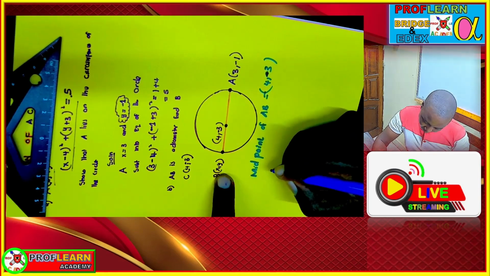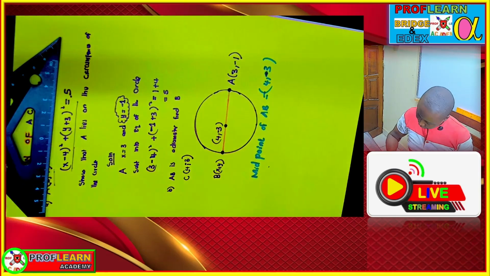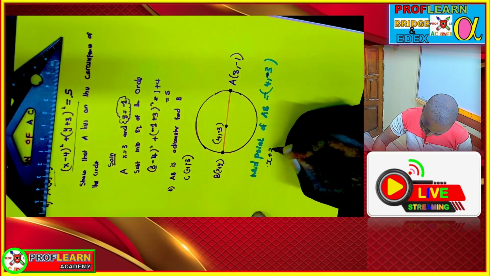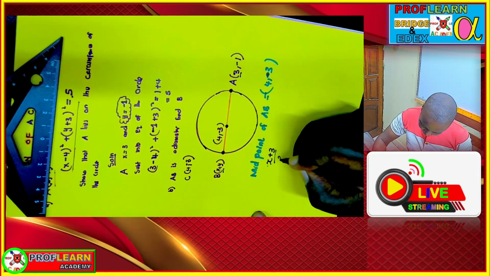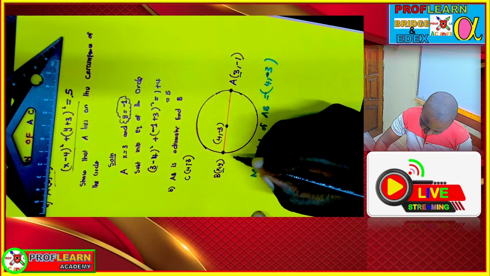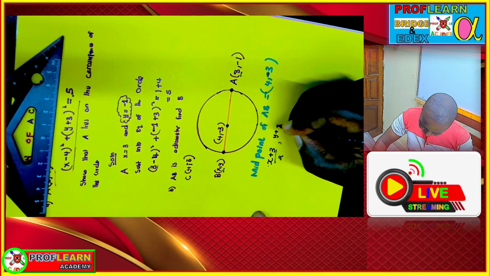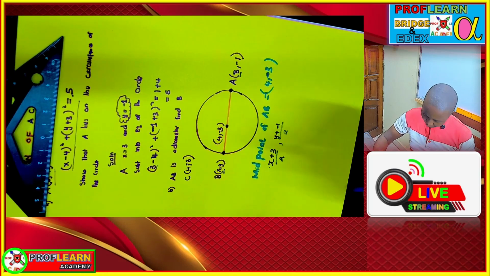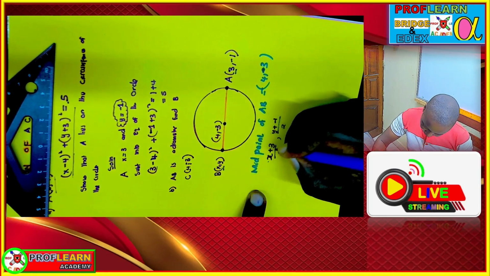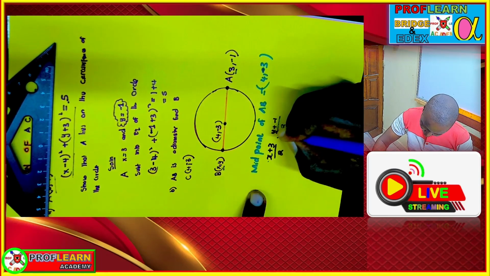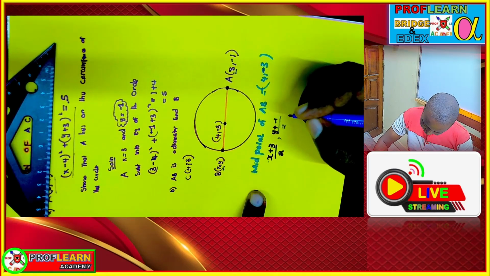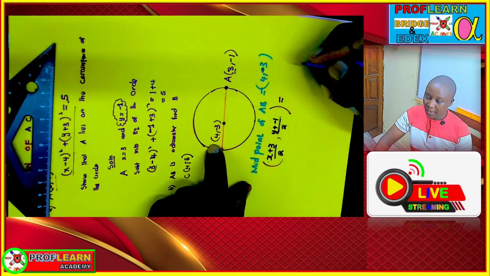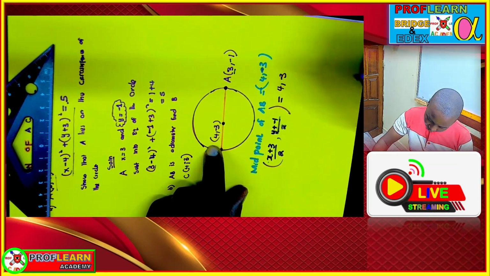So how do you find the midpoint? It will be ((x plus 3) over 2, comma, (y plus negative 1) over 2), and this should give us the center, which is (4, -3).